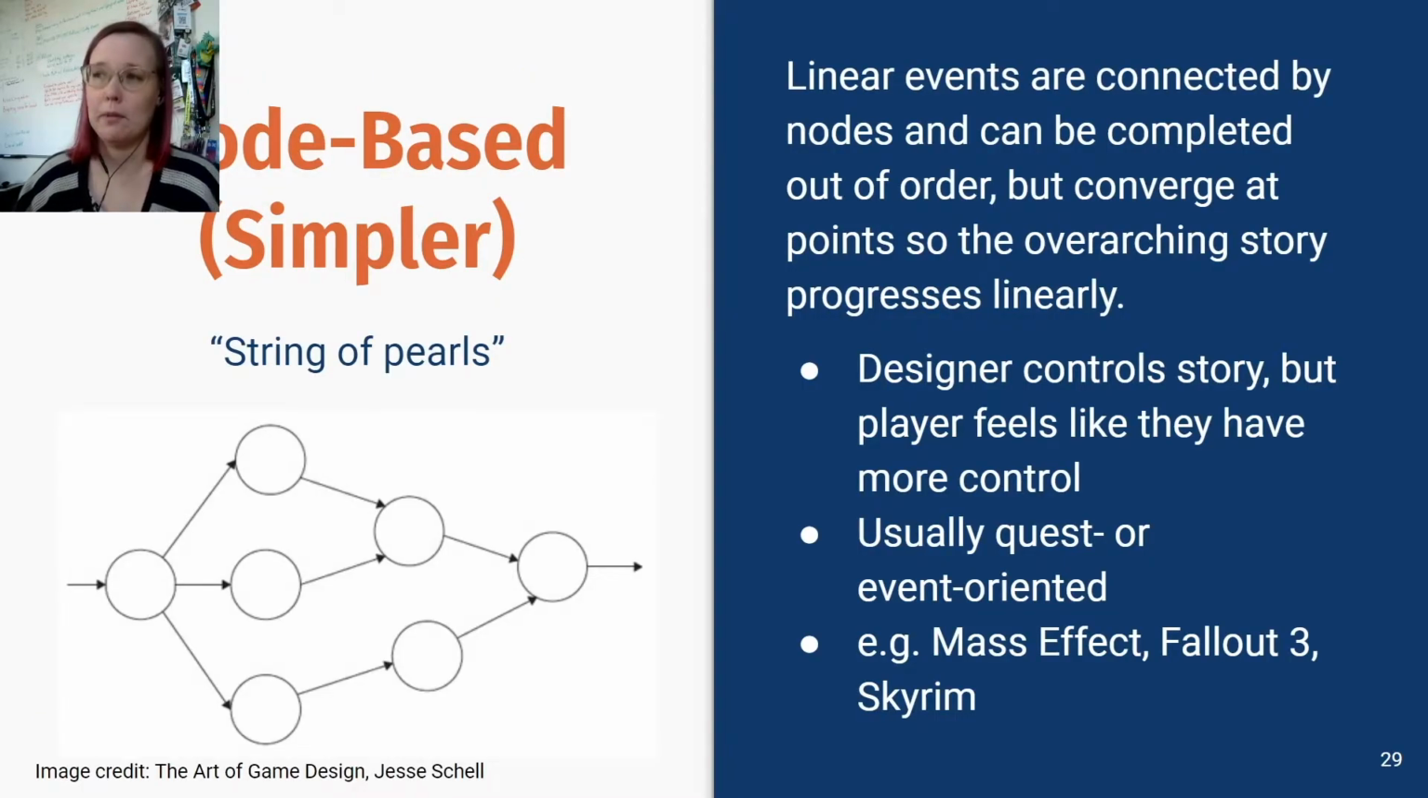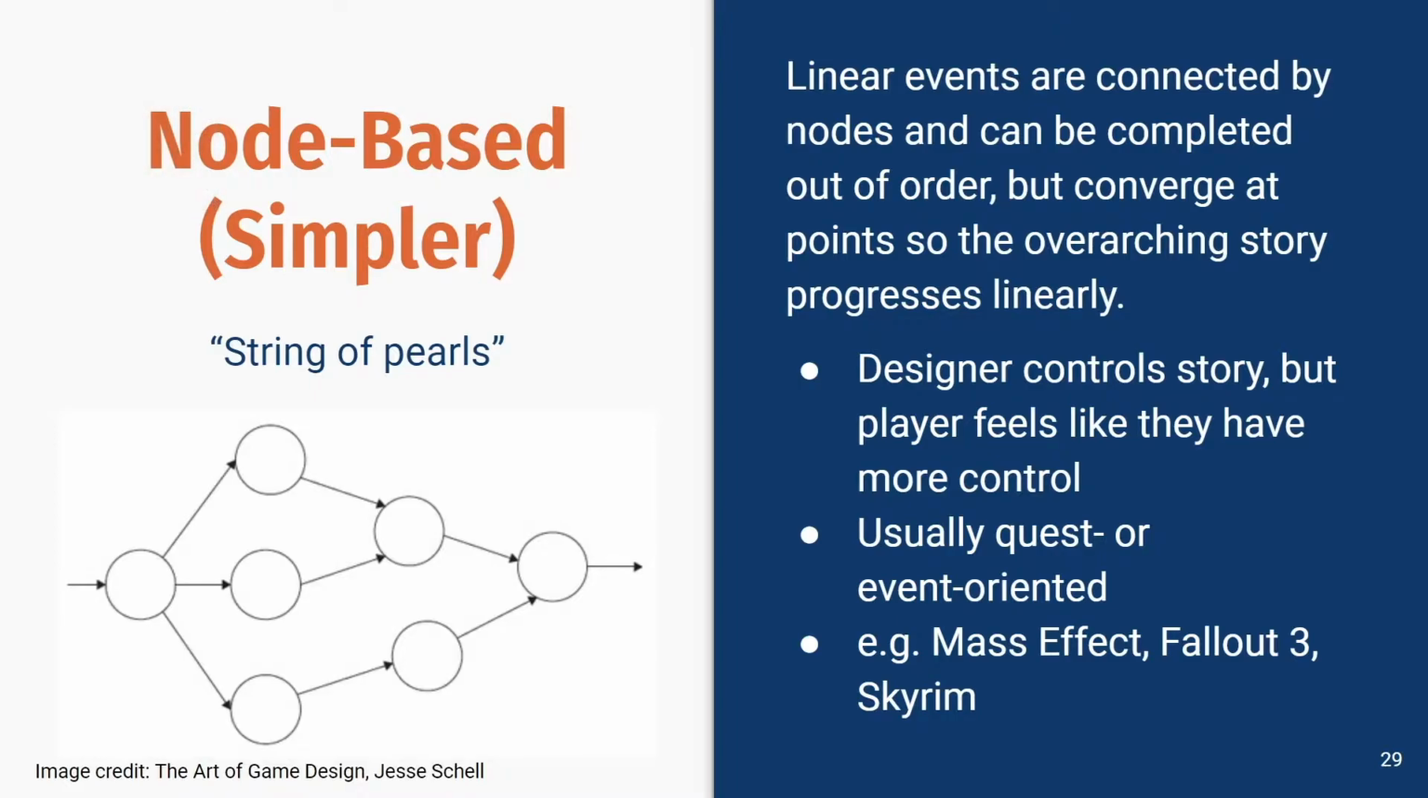And here's a simpler example of a node-based structure. This is also called the string of pearls. This is very common in open world games. Linear events are connected by nodes and can be completed out of order, but they do converge at points such that the overarching story progresses linearly. So the designer controls the story, but the player feels like they have a lot more control. This is usually quest or event oriented. Mass Effect is a great example of this.